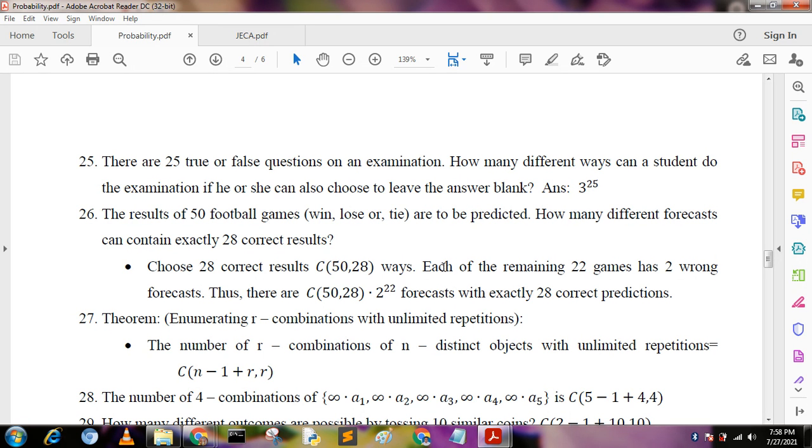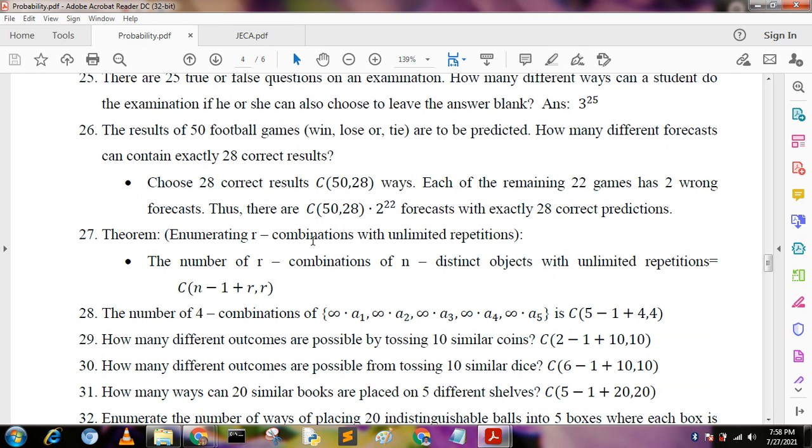Next, there is another theorem. Enumerating r-combinations with unlimited repetitions, that is, the number of r-combinations of n distinct objects with unlimited repetitions becomes C(n-1+r, r).